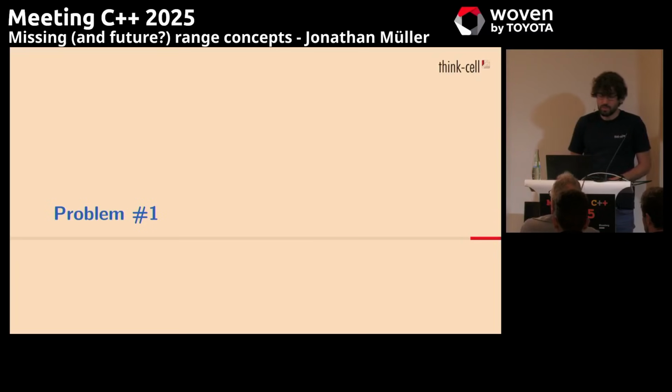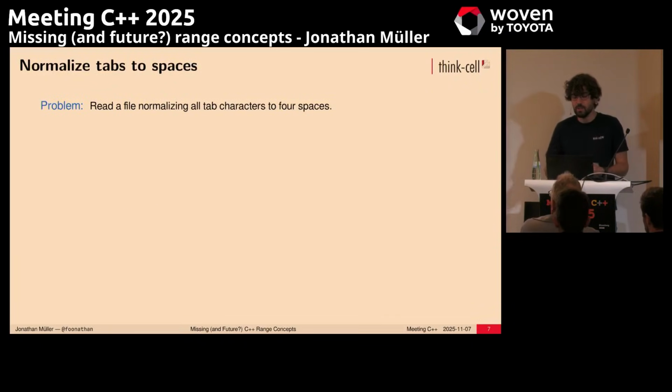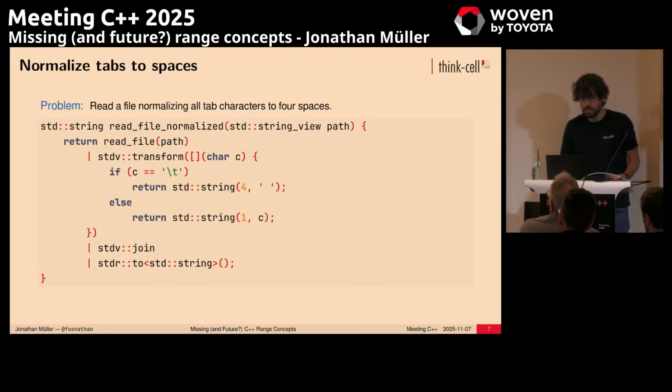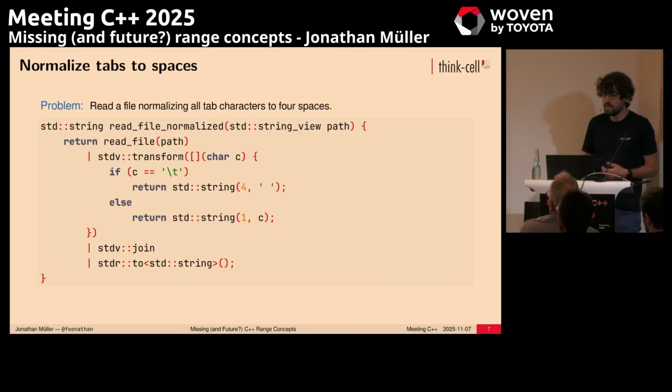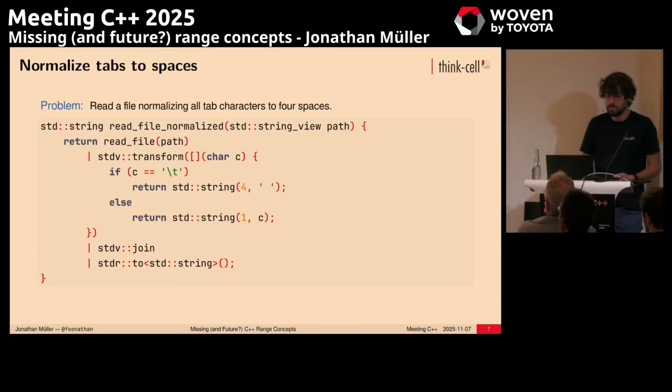So let's begin with the first problem. Let's suppose we have a file and we want to read it, but we want to normalize all tab characters to 4 spaces. Using std ranges, the basic thing is pretty straightforward. So we have a read file function that returns a range over all the characters. Then we transform each character. If it's a tab character, we replace it with 4 spaces. Otherwise, we keep it unchanged.